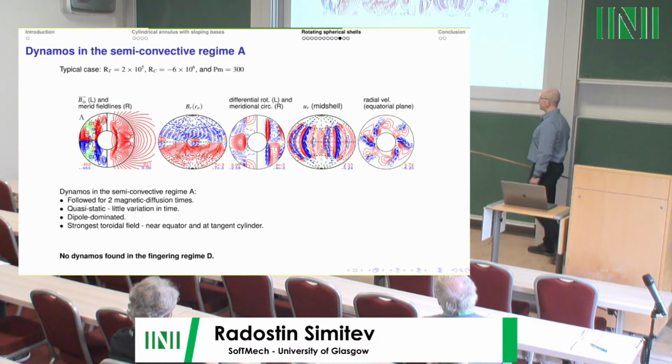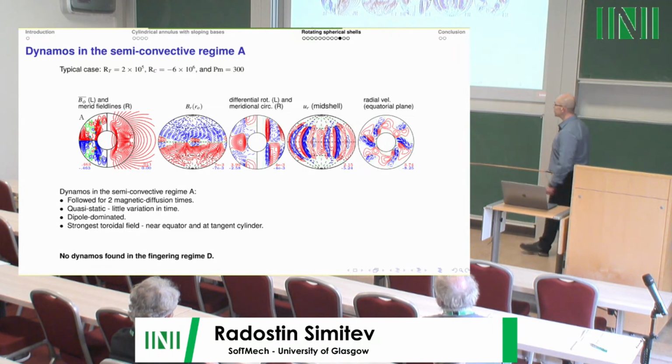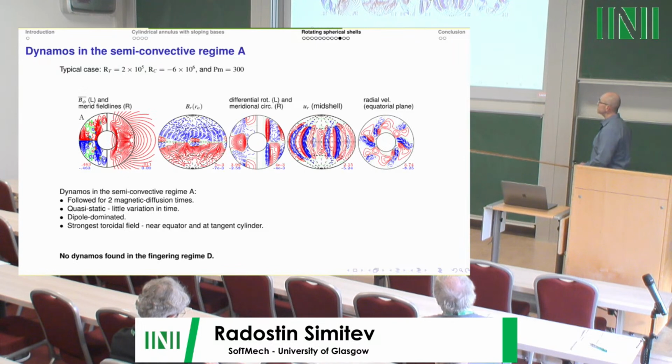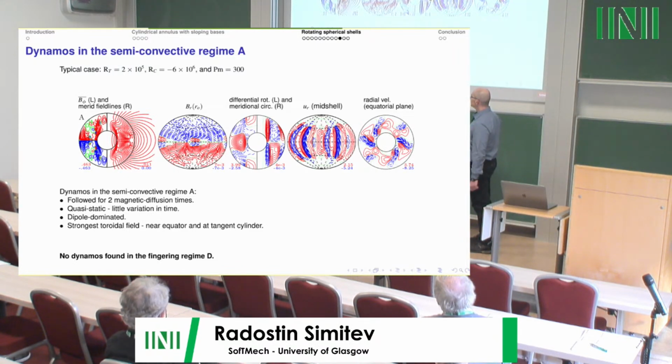of semi-convective flow. Because the magnetic Prandtl number here is huge, 300 is a very large magnetic Prandtl number, the case develops very slowly, but we followed it for over 2 magnetic diffusion times to make sure that it's not transient. And the dynamo shows very little variation in time, so it mostly stays like this.